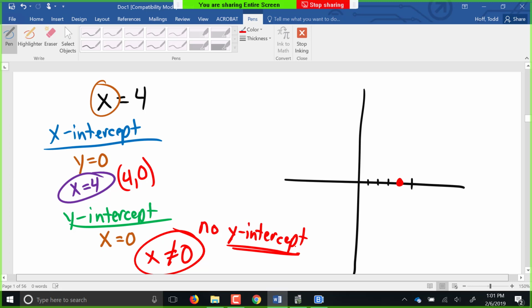Well, if two lines never intersect when they're in a flat surface like this, what's the word we use to describe two lines that never intersect? Parallel. So the only way that line can have no y-intercept, in other words never intersect the y-axis, is if it is parallel to the y-axis. In other words, it is a vertical line.